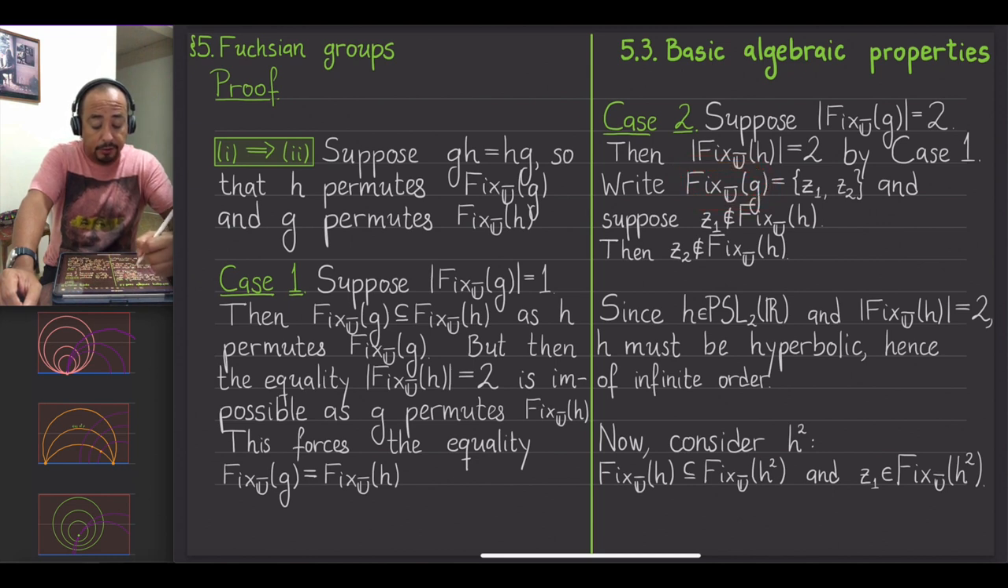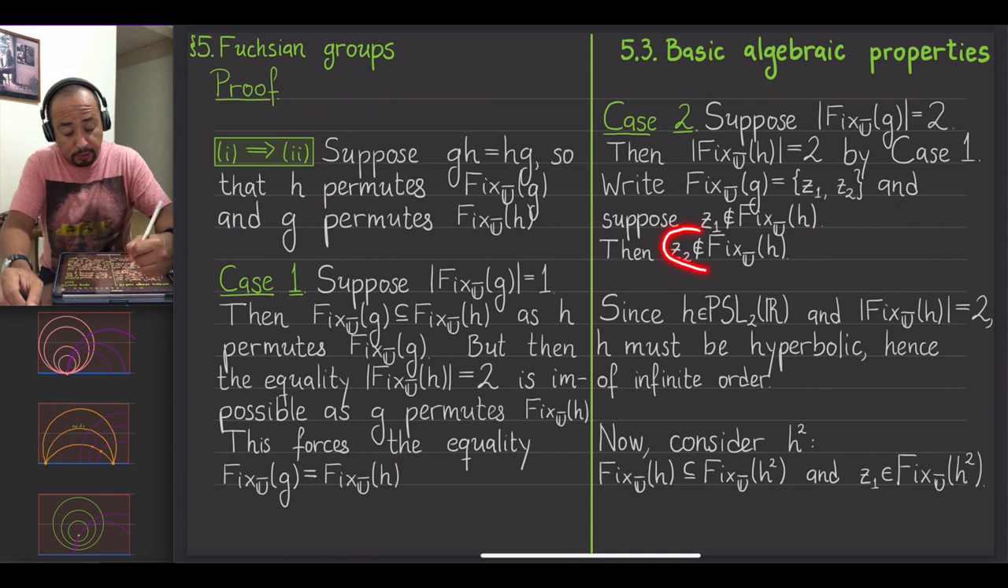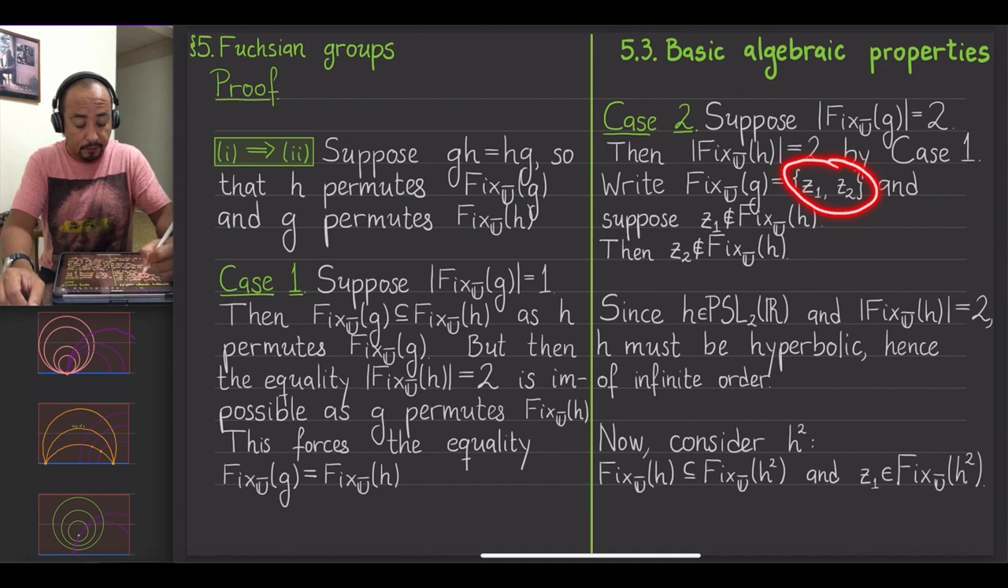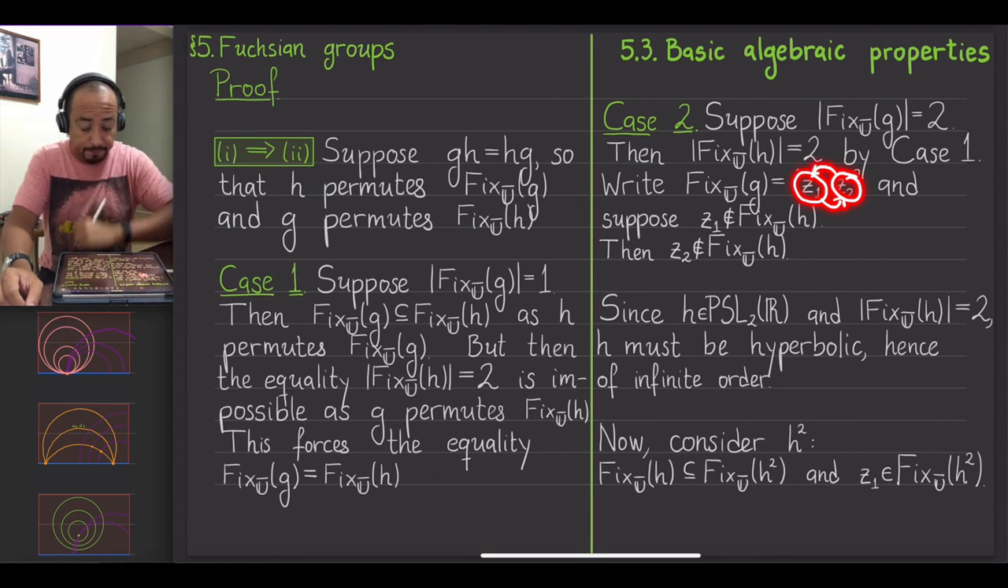So let us suppose, for the sake of a contradiction, that this is not the case. So let us suppose that Z1 is not fixed by H, right? So that Z1 is not in the set of fixed points of H. Then Z2 cannot be in that set either, right? Because H permutes this set. So if Z1 is not fixed by H, then H of it must be Z2, but then H of Z2 must be Z1.